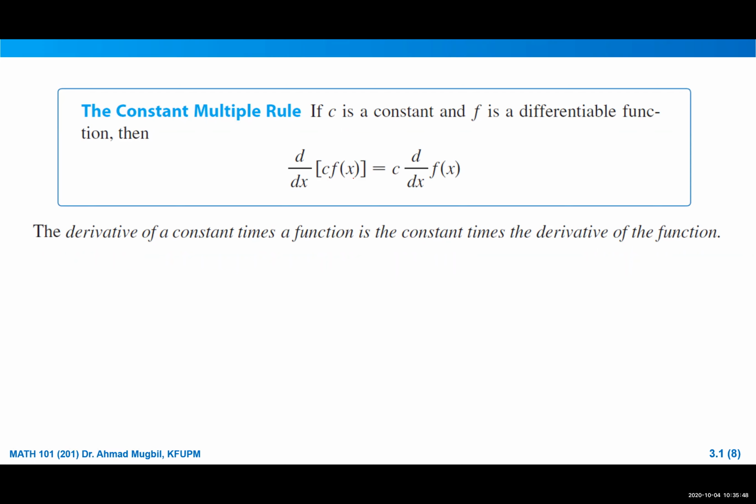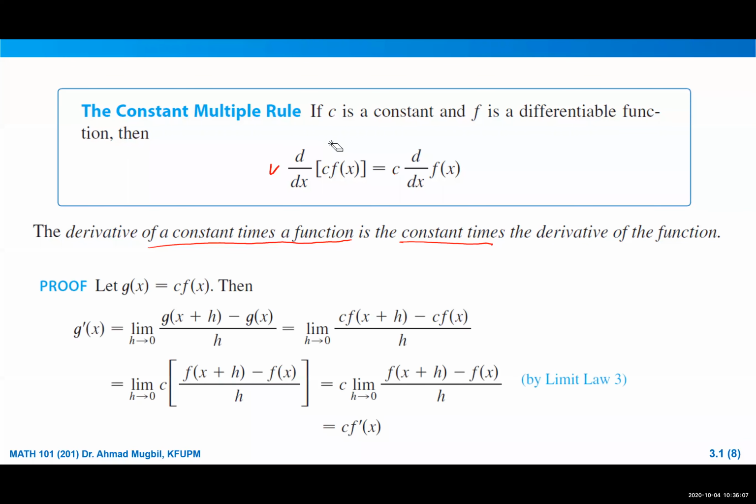Let's go now to the constant multiple rule. If you have a function multiplied by a constant, then the derivative will be the constant multiplied by the derivative. Again, the derivative of a constant times a function is the constant times the derivative. You can bring this out like what we do in the limits. This is exactly what it says. You can prove it, by the way, by using the definition.